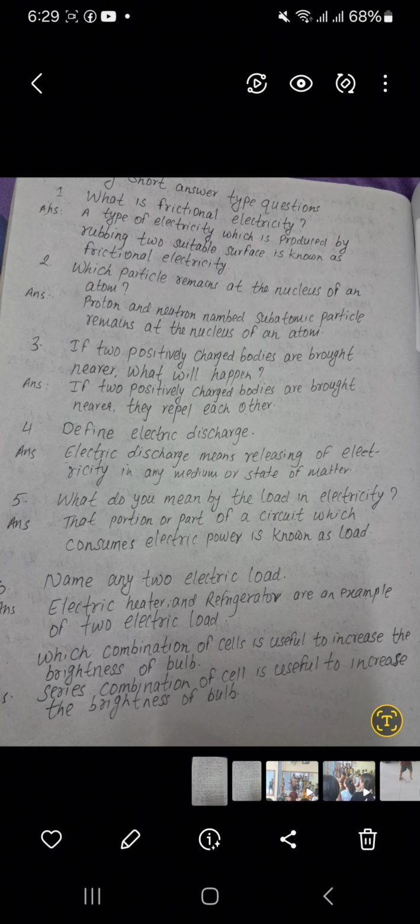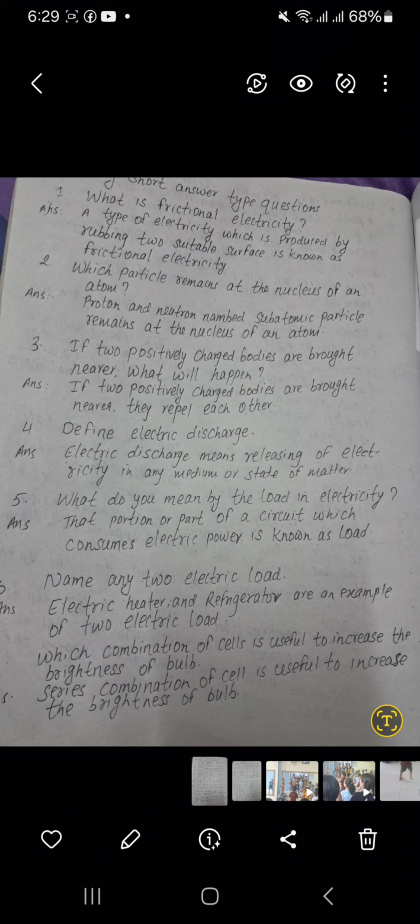The question asks about the subatomic particle. So we know that protons and neutrons are the subatomic particles that remain at the nucleus of an atom. And the third question is, if two positively charged bodies are brought nearer, what will happen? As we know that if two positively charged bodies are brought nearer, they repel each other.